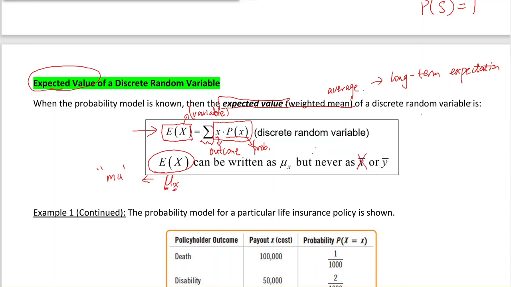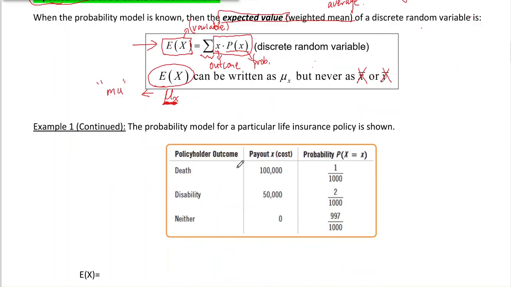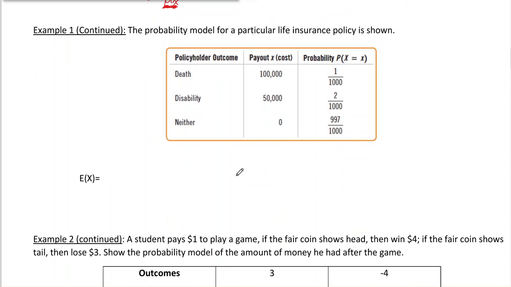But it is not the simple mean, the simple average. It is not X bar or Y bar. It is the mu of X. Don't get confused. So let's look at the example we just talked about, about this insurance policy. We want to know that if this policy keeps going, how much money you need to pay out for each policy holder on average. So we need to look at their expected value.